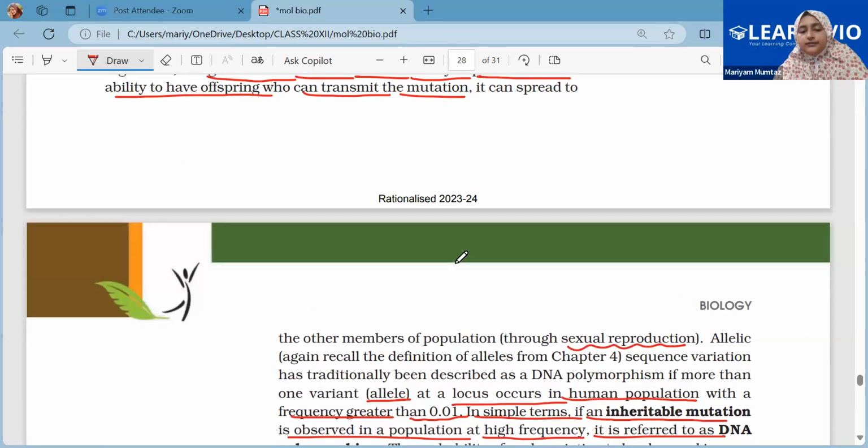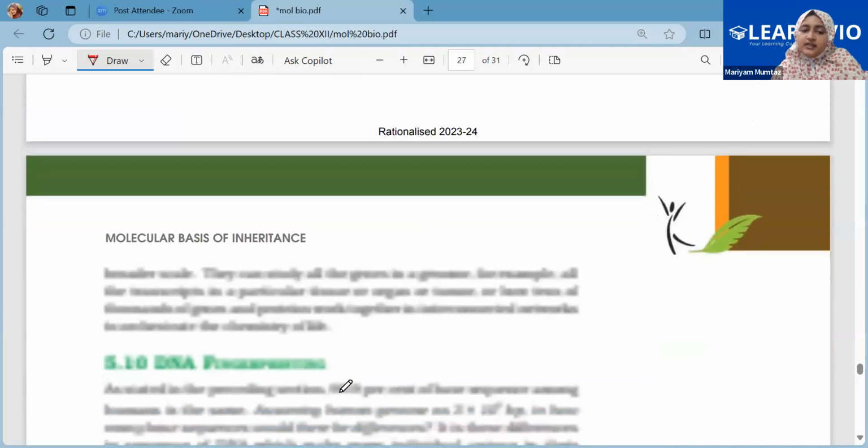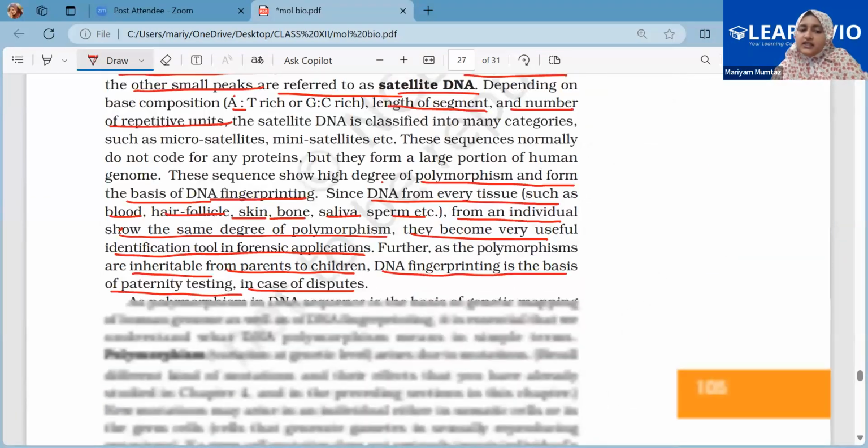Okay, good. Now, which chapter should I start after this? Any chapter that you need help in from class 12? Let's go with evolution. Yes, ma'am. Okay, just take 5 minutes. Go through the NCERT chapter, the molecular basis one. Just take 5 minutes and then we'll start evolution. Okay.